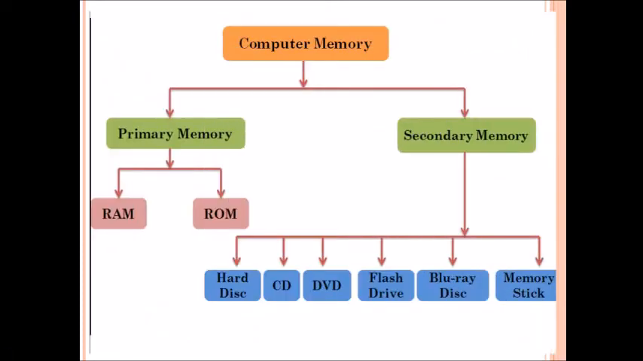So this is the chart of computer memory. There are two types of memory: first is primary memory and the second is secondary memory. In the primary memory, two types of memory are used, RAM and ROM, the random access memory and read-only memory. And in the secondary memory, they use multiple types of storage devices: hard disks, CD, DVD, flash drive, Blu-ray disc and memory sticks.